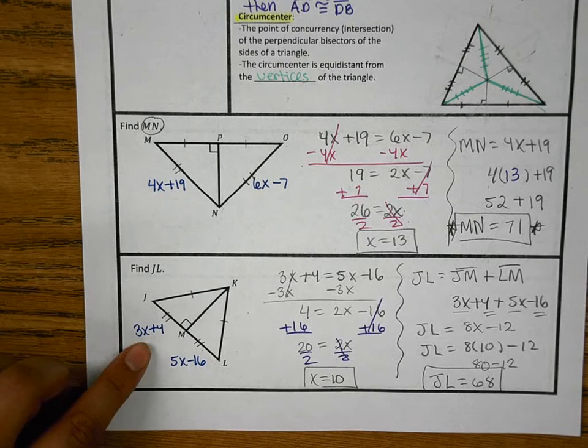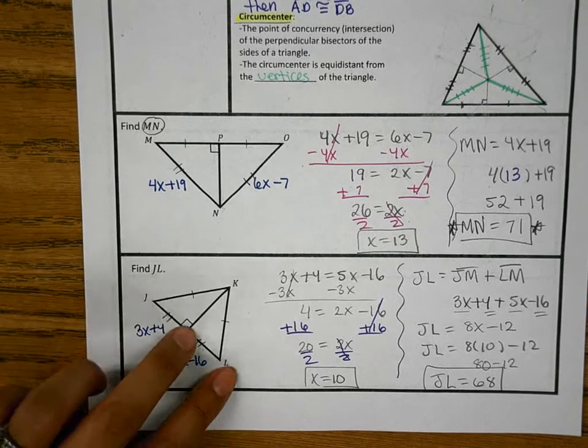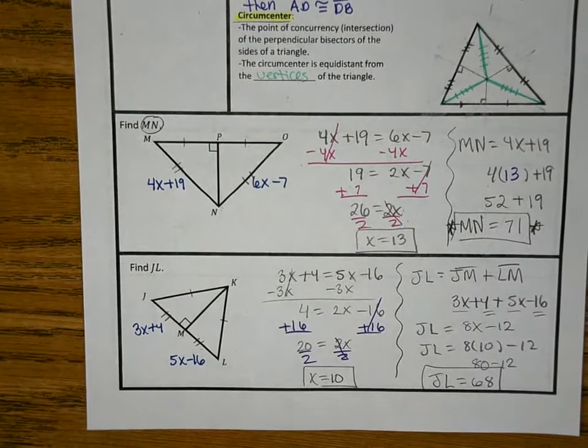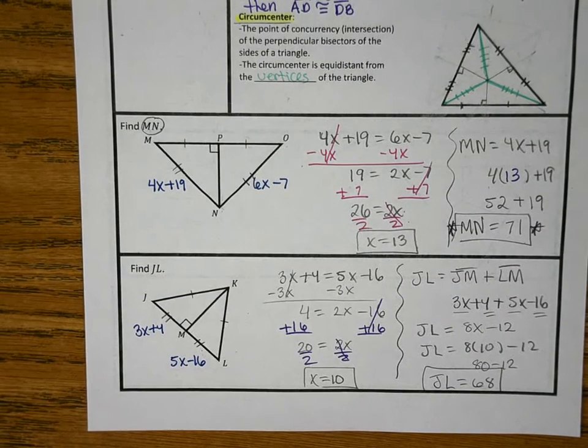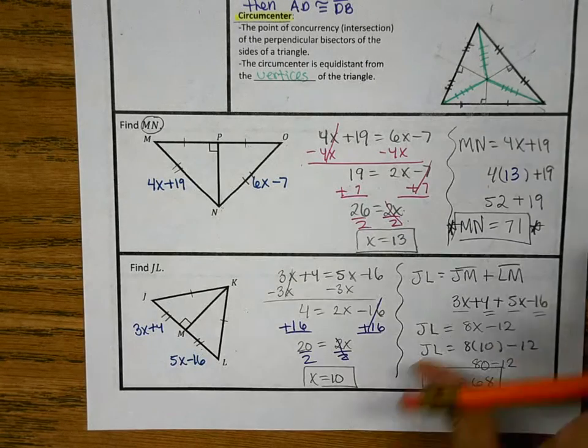So hopefully you got the same thing. If you did, you can check it right here. 3 times 10 is 30. 30 plus 4 is 34. And if you double it, 34 and 34 is indeed 68. All right, moving on to the back side.